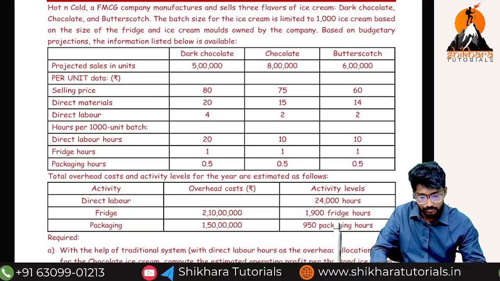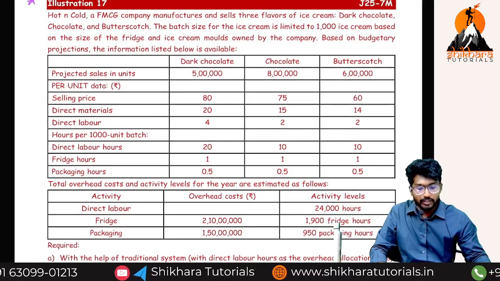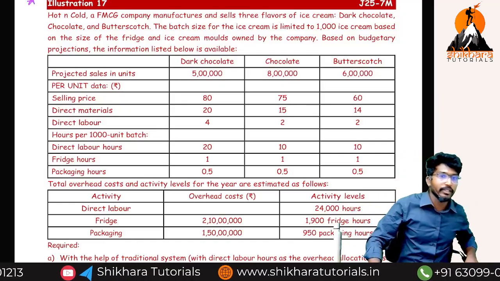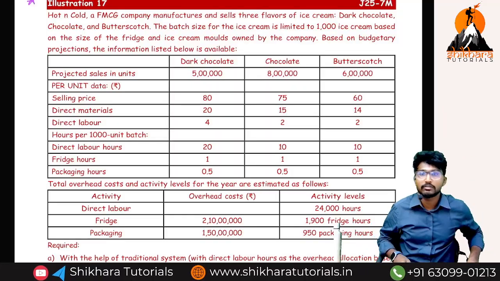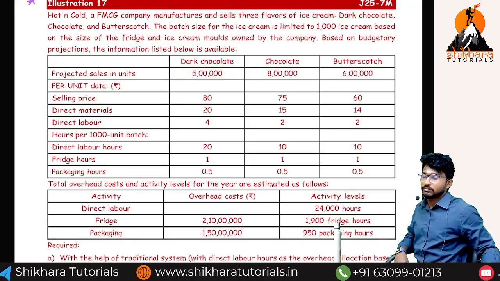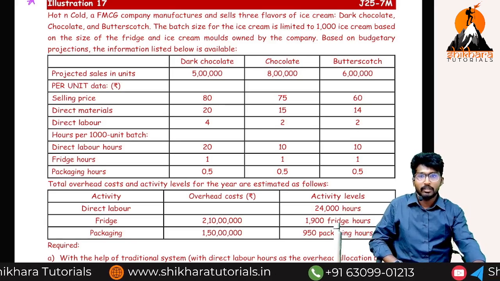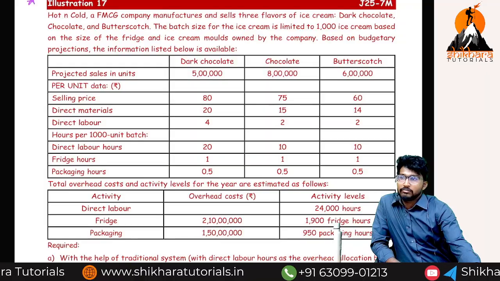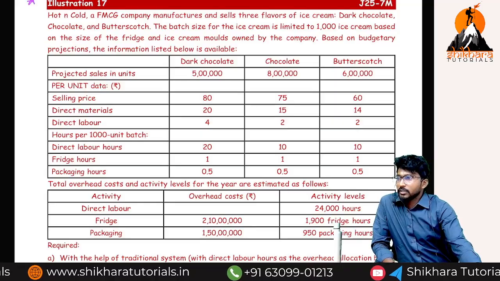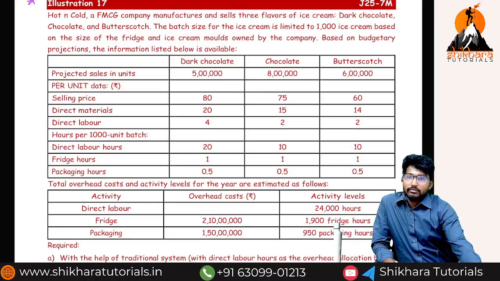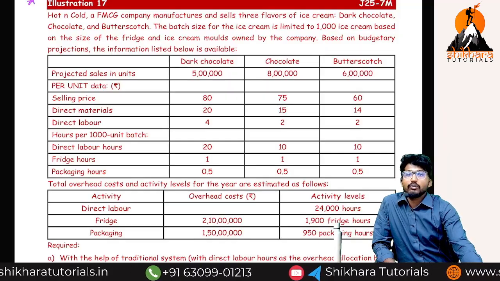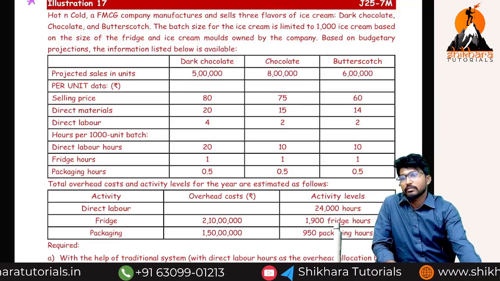Next one. Read question illustration 17, which was asked in June 2025 for 7 marks. June last year. That means the last attempt. In every attempt, your 2B question will be from activity based costing only, and your 2A question will be from the introduction chapter.